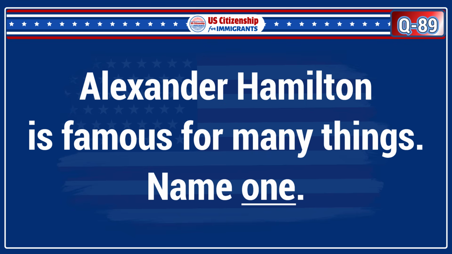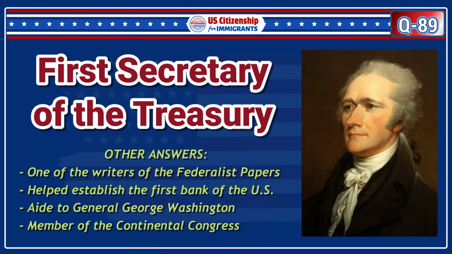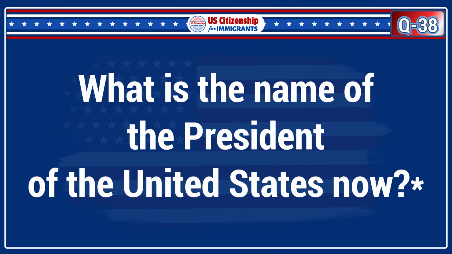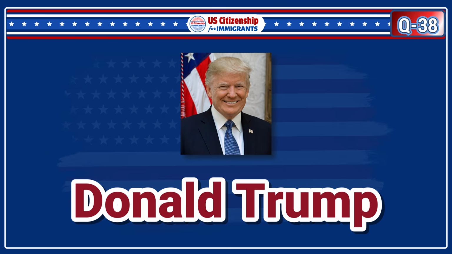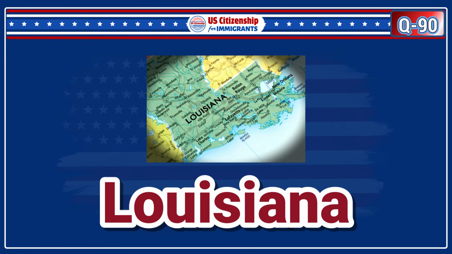89. Alexander Hamilton is famous for many things. Name one. First Secretary of the Treasury. 38. What is the name of the President of the United States now? Donald Trump. 90. What territory did the United States buy from France in 1803? Louisiana.